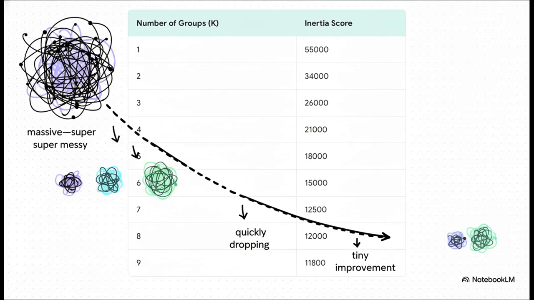So let's look at the actual numbers. Here, k is just the number of groups we're testing. With just one group, so k equals 1, the inertia is massive, 55,000, super messy. As we add more groups, you can see the score drops fast. But watch what happens after 7 groups. The improvement you get from adding an 8th group or a 9th becomes tiny. The line is really starting to flatten out.